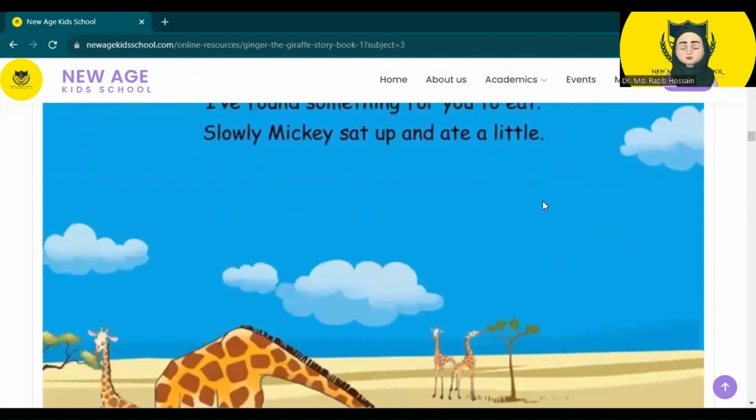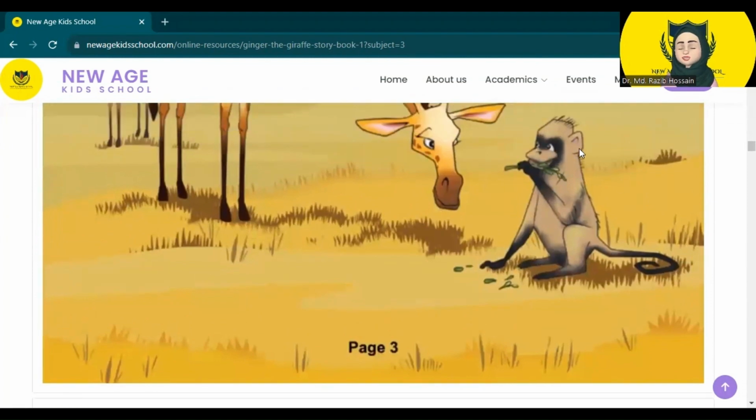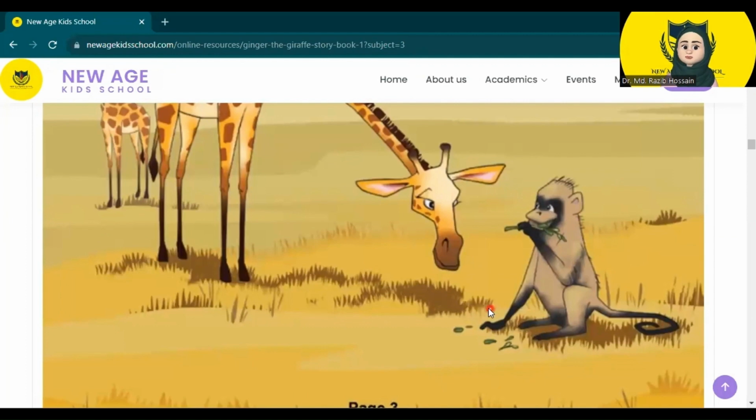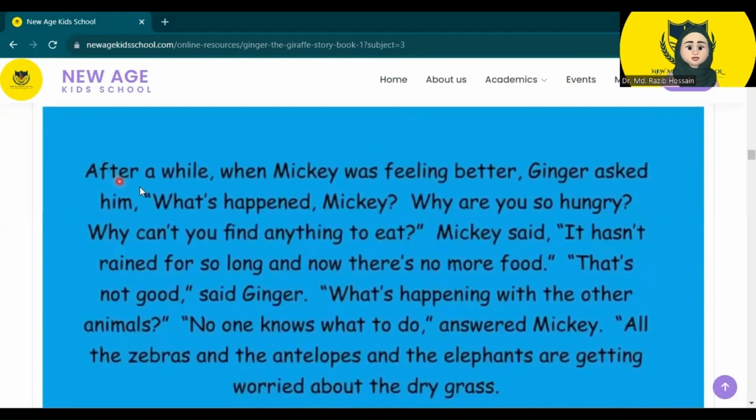Now let's go on to page number 4. This is Mickey, can you see? This is Mickey, Ginger's friend. Okay, page number 4. After a while, when Mickey was feeling better, Ginger asked him, "What's happened, Mickey?"